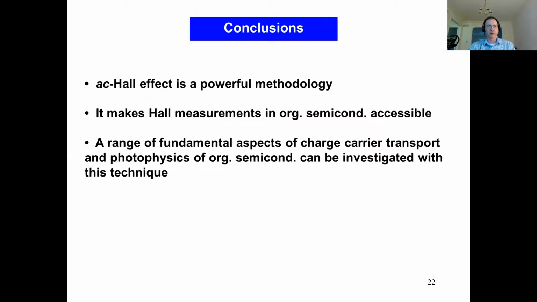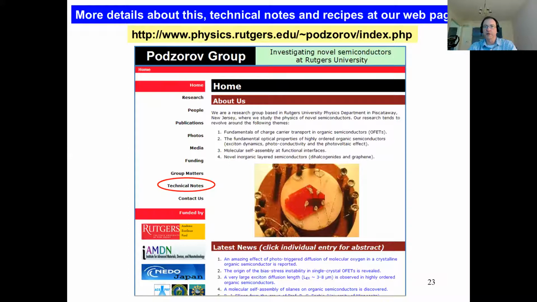I hope I was able to show you that the AC Hall methodology is very powerful. You can address a range of interesting problems. Please feel free to visit our webpage for many interesting details.